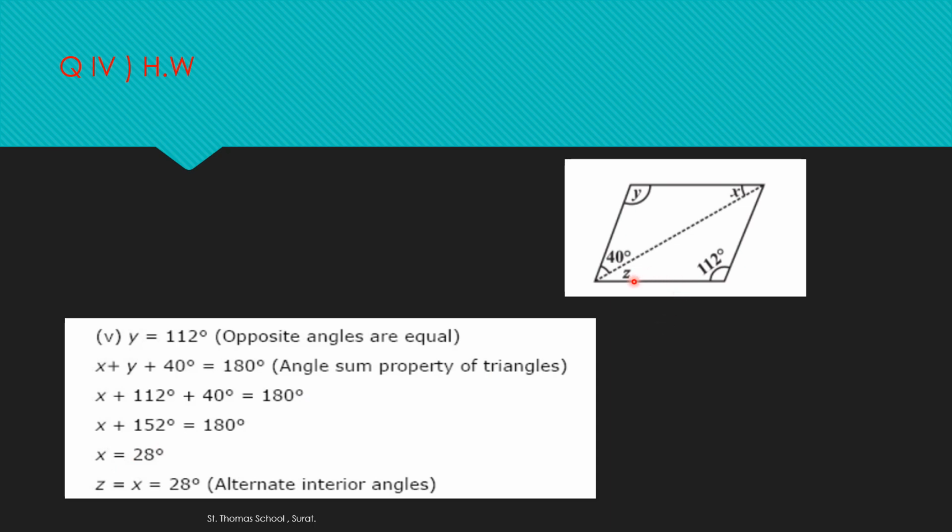Now we have to find the value of z. Look at the figure. Again, these two lines are parallel and this is the transversal. So these two are alternate interior angles. So two lines are parallel, so alternate interior angles are equal. So x we got 28, so z is also 28. So z is equal to x is equal to 28 degrees because of alternate interior angles. It's clear?